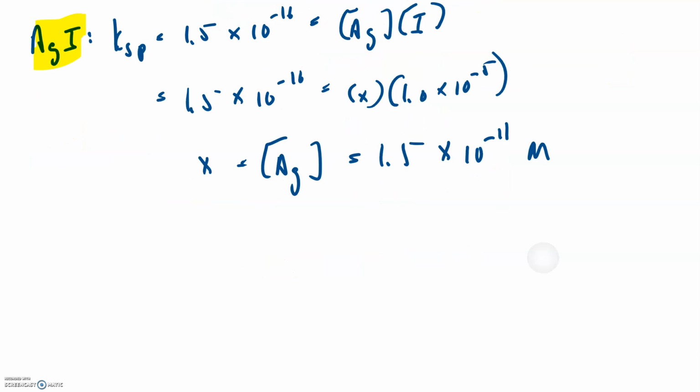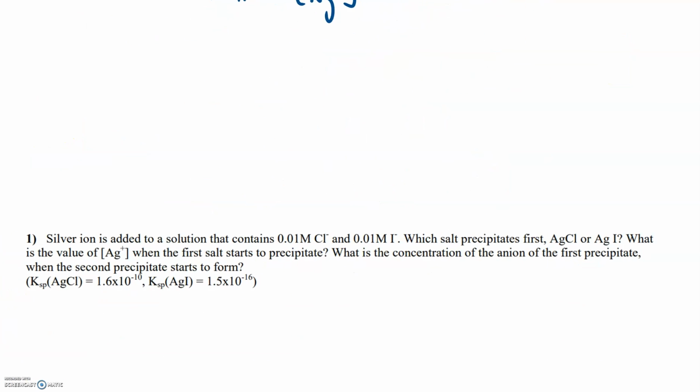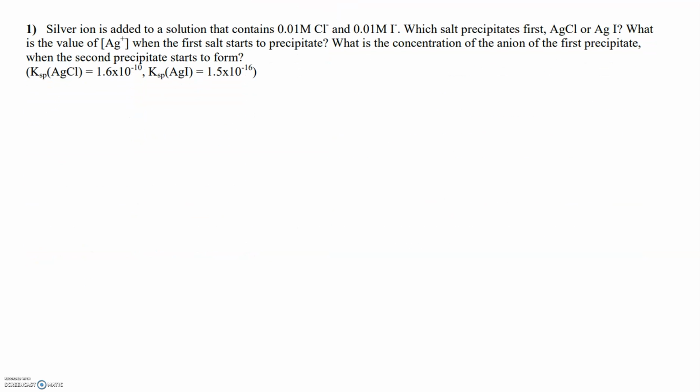Let's crank this up a notch. I found this monster. And this one's pretty ugly, but the questions kind of answer themselves. And we'll discuss what's going on with the last part. But it says silver ion is added to a solution that contains 0.01 molar chloride and 0.01 molar iodide. What salt precipitates first? This is really similar to what we just did. Let's do that part first.